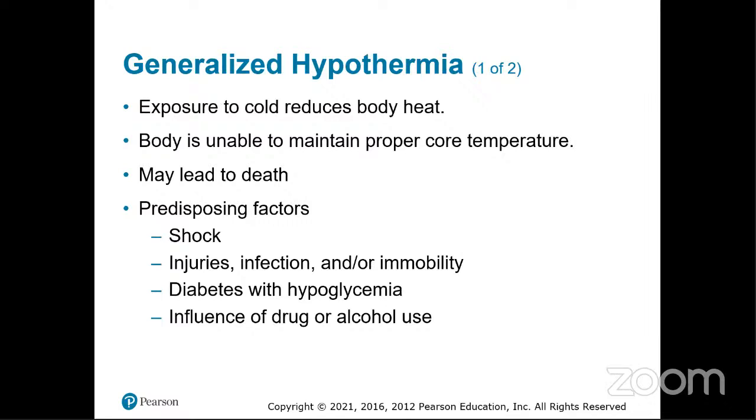So some generalized hypothermia is exposure to cold that reduces the body heat. The body's unable to maintain it. And when we start talking about hypothermia and hyperthermia, it's the core temperature. It's not just the arms. We're always looking at the core. So we're unable to maintain that core temperature, which may lead to death.